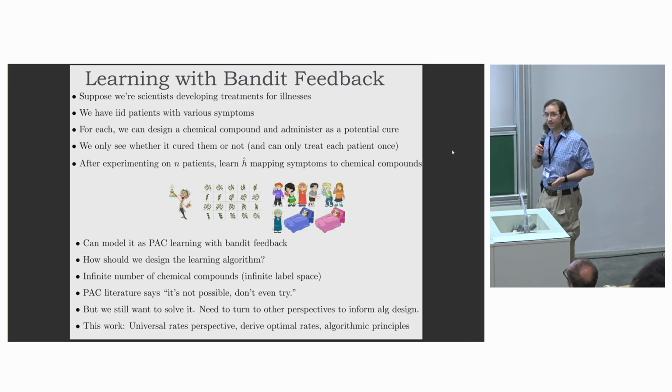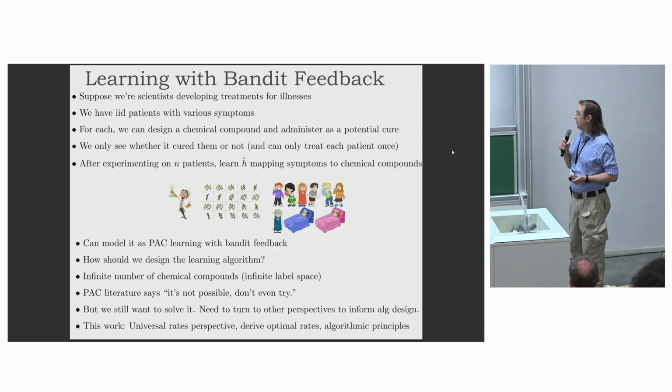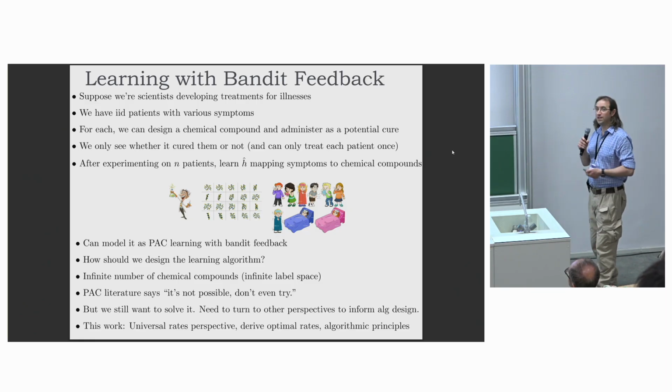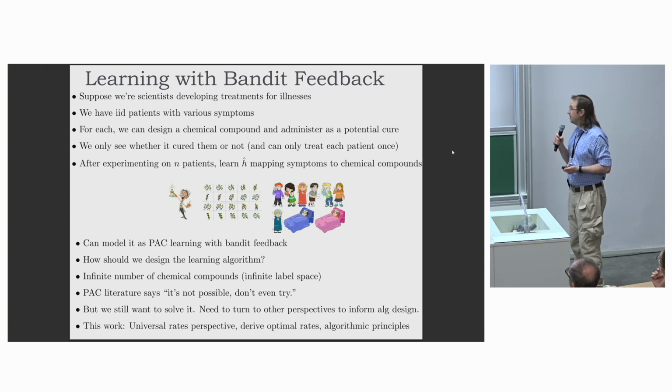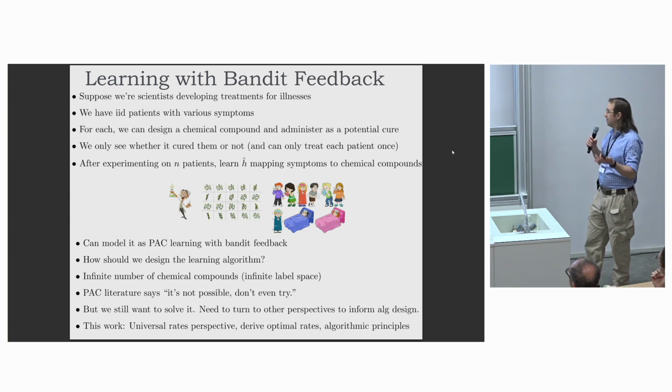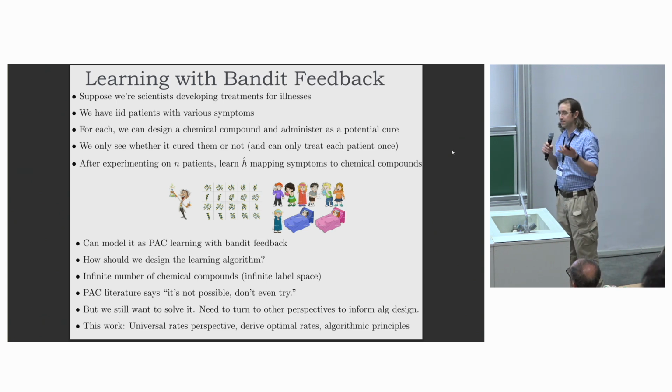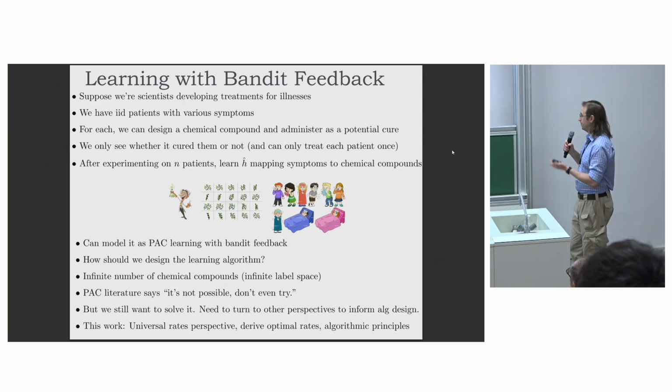So we can model this as a problem of PAC learning with bandit feedback. And then the question is, how should we design a learning algorithm for this problem? But of course, there's potentially an infinite number of different chemical compounds, so that's an infinite label space. And if we look at the PAC literature on bandit feedback, it says, well, if the label space is infinite, it's just not learnable. So it's not possible, don't even try.